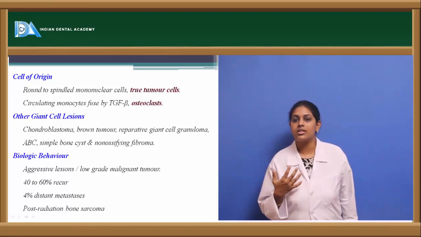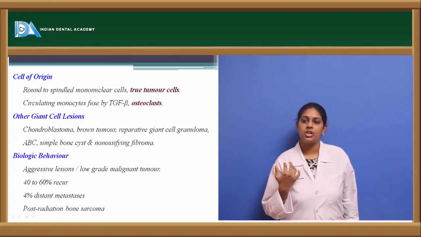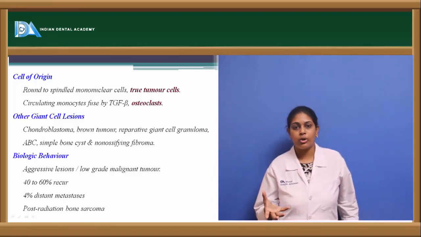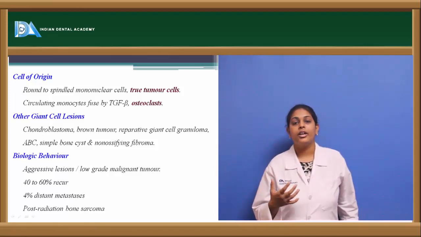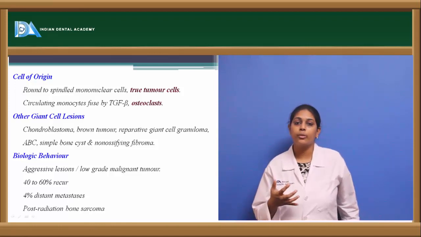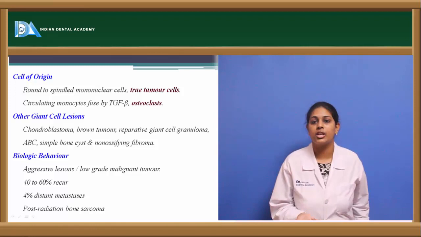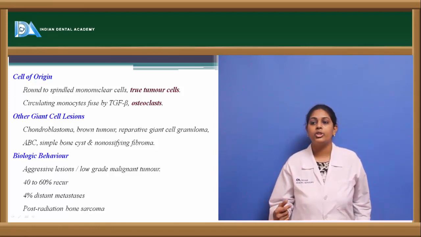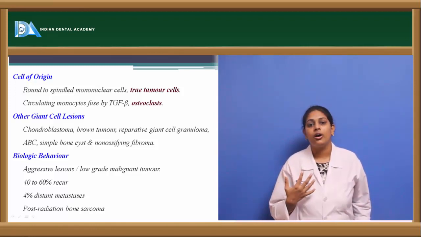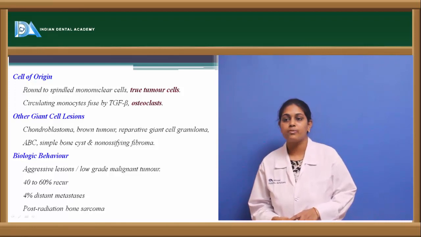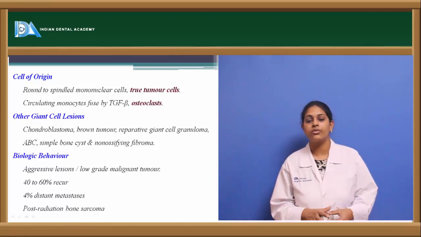Other than that, we also see giant cells in certain other lesions: in chondroblastoma, which is a tumor of cartilage, and in brown tumor, as already explained, which is a tumor of hyperparathyroidism, and in reparative giant cell granuloma, which is another name for brown tumor, which usually regresses once the cause of the hyperparathyroidism is removed. And we also see giant cells in aneurysmal bone cysts, simple bone cysts, and non-ossifying fibroma.